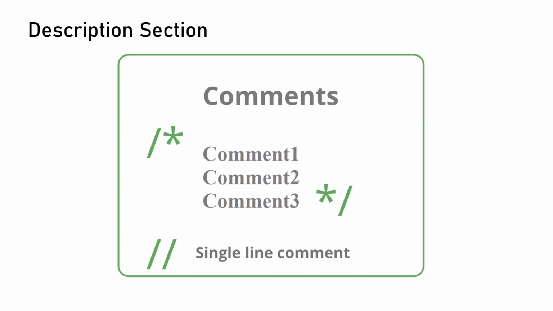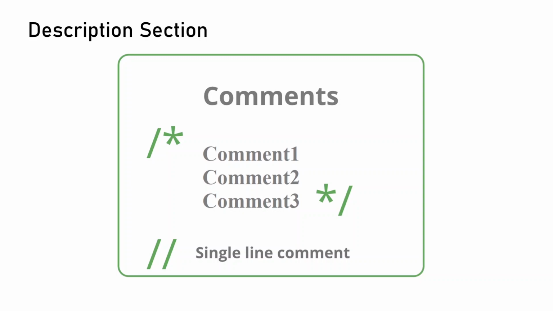First, we will focus on the first component of a C program structure, which is the description section. This section is used to provide information about the program, such as the author name, the creation or modification date, and any other relevant details. To add information in the description section, we use comments. Comments in C are lines of text that are ignored by the compiler while executing the program.